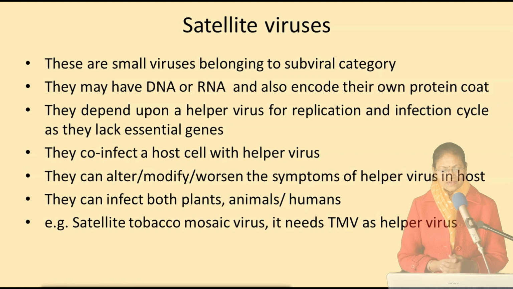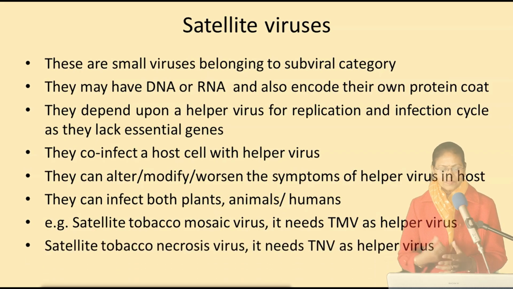The examples are satellite tobacco mosaic virus. This is a satellite virus and it needs TMV as a helper virus. The second example is satellite tobacco necrosis virus, and it needs tobacco necrosis virus as a helper virus. So you see here in this case, the helper virus is needed. It can have DNA or RNA. It has its own protein coat, but it always enters into the host along with the helper virus.